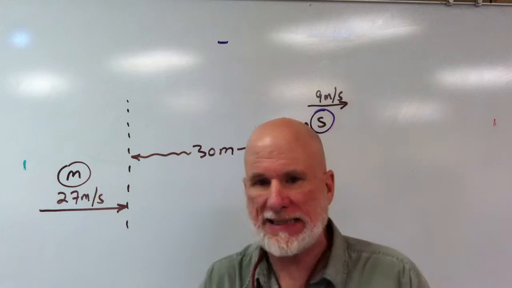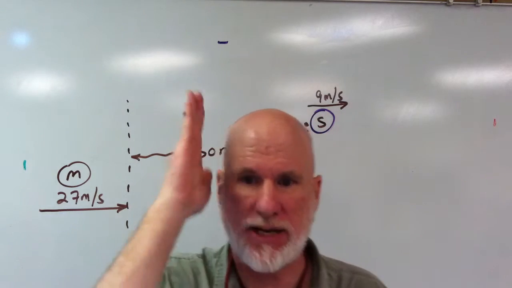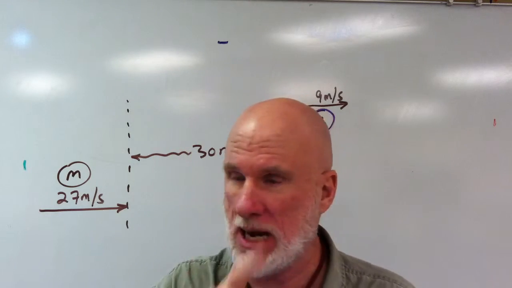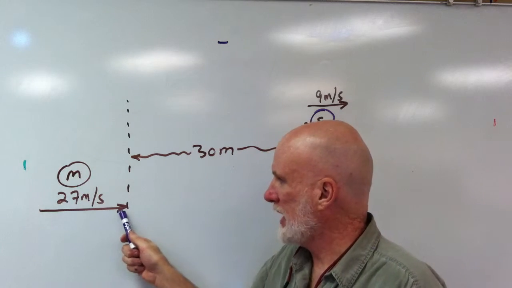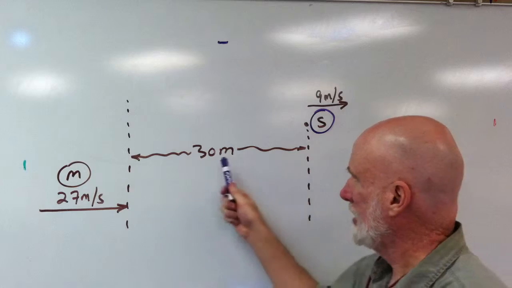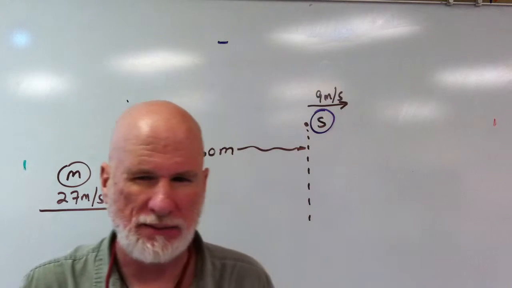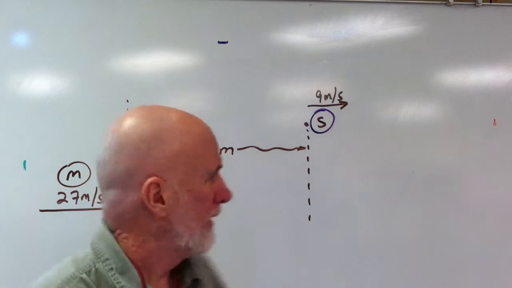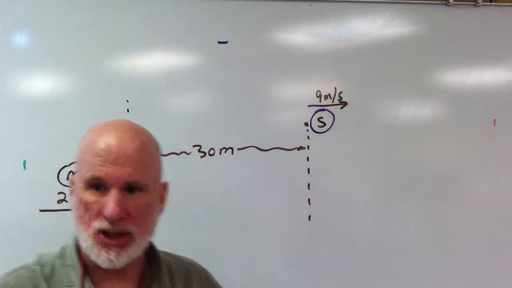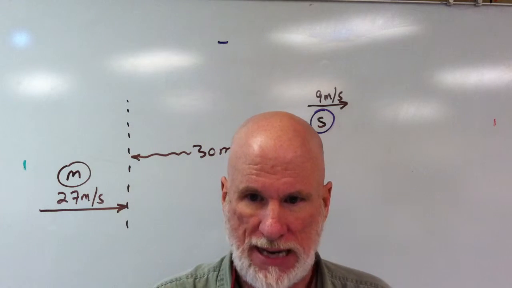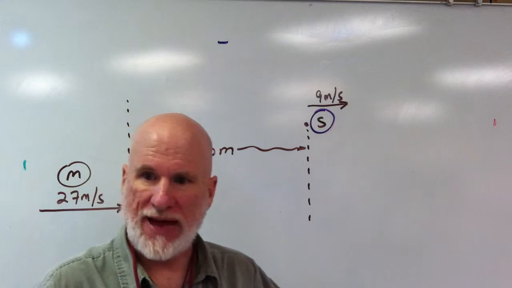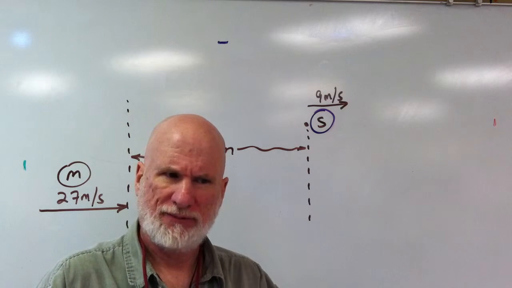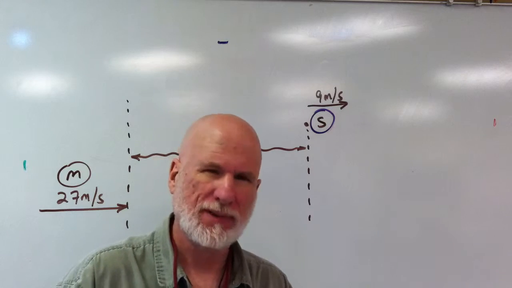Now, when I say go, go. I didn't say go yet. When I say go, M is behind S 30 meters. Can you picture that? Yes. So S is going slowly, correct? And M is going fastly. Slowly, fastly. Does that make sense?